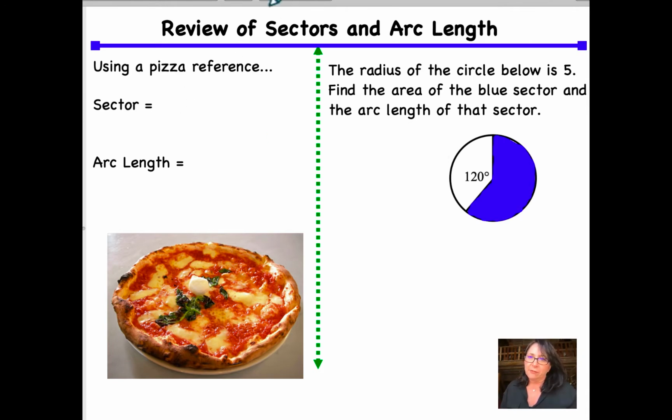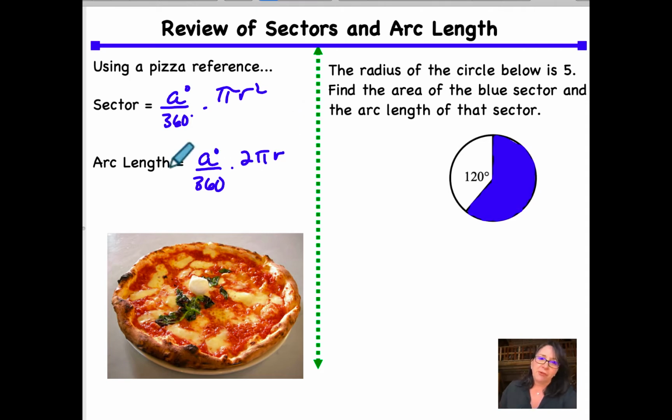So the formula for finding a sector, which is a portion of a circle, like a fraction of the area of a circle, is arc degree over 360. That's my fraction times pi r squared. So it's a fraction of the area. My arc length is going to be arc degree over 360 times 2 pi r.